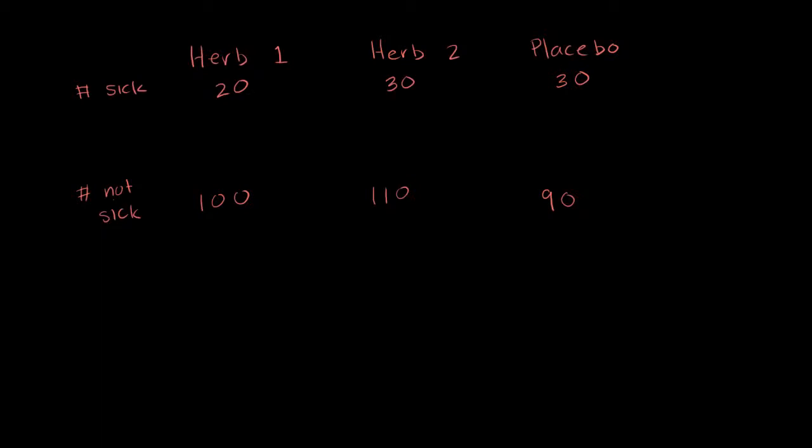Let's say there are a couple of herbs that people believe help prevent the flu. To test this, we wait for flu season and randomly assign people to three different groups. Over the course of flu season, one group takes herb 1, the second group takes herb 2, and the third group takes a placebo.